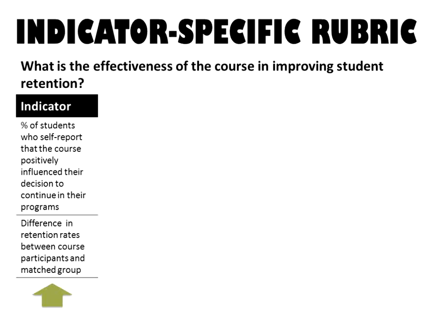Okay, so now we're going to look at indicator-specific rubrics. This is back to our fictitious example. I'm going to consider this question: what is the effectiveness of the course in improving student retention? So I've imagined two indicators here. The percent of students who self-report that the course positively influenced their decision to continue in their programs. And the second one would be the difference in the retention rates between course participants and a matched group.